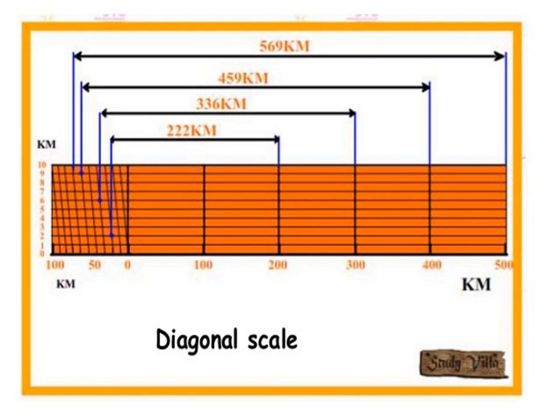So in this particular diagonal scale, the distances are shown in kilometers, and on the left of 0, the length is divided into 10 equal parts, which is going to represent 10 km, so that it is possible to indicate the different distances such as 222, 336, 459 and 569 km.